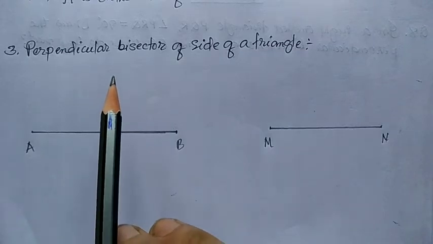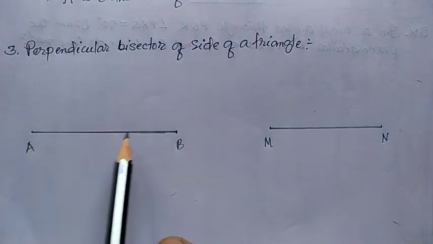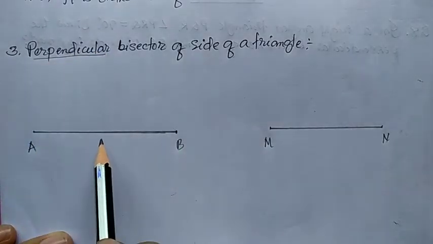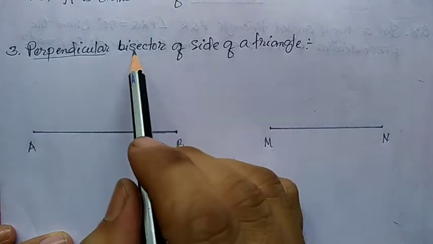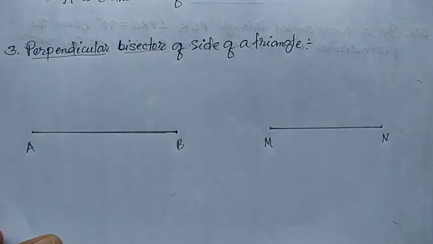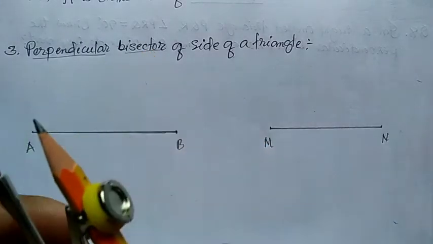Now first, let's learn how to draw the perpendicular bisector of this AB. You can see the two terms here. Perpendicular means that the line should make 90 degrees with this AB. Bisector means dividing into two equal parts. For this, you need to use your compass. Fix the pencil in your compass, simple.